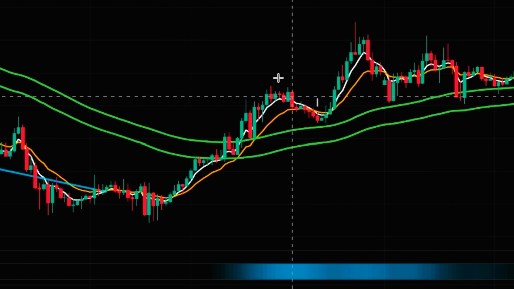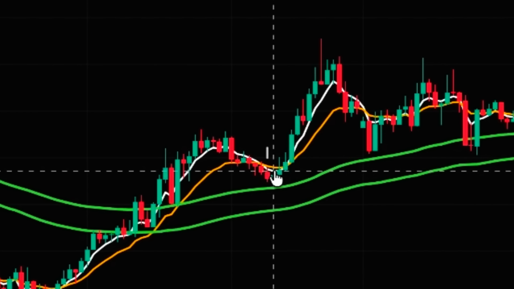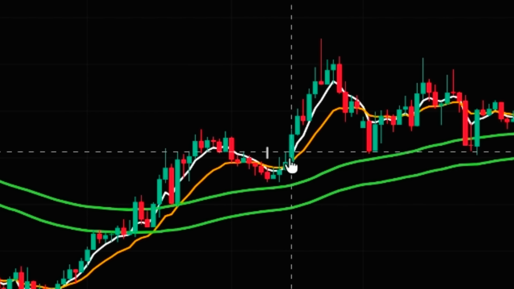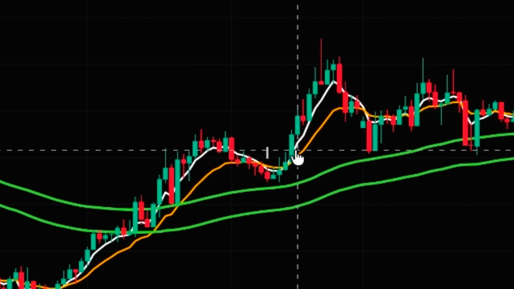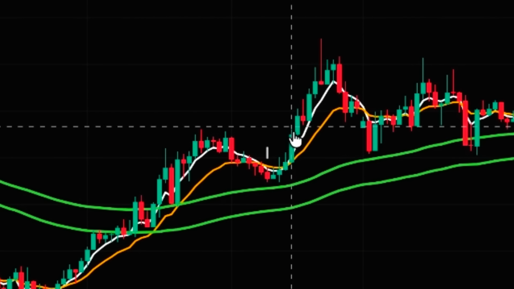So we wait for a pullback, and the white line and the orange line can help us with this. We wait for the white line to go below the orange line. When we have this situation, it shows that probably a pullback is forming, and now we should wait for a signal that shows end of the pullback, and that is when the white line is closed above the orange line. You can see that it happened here when this candle is closed.